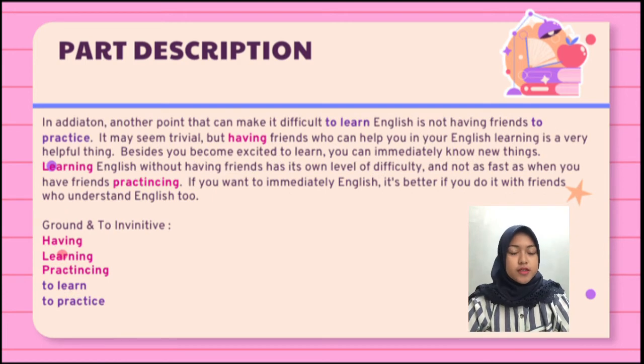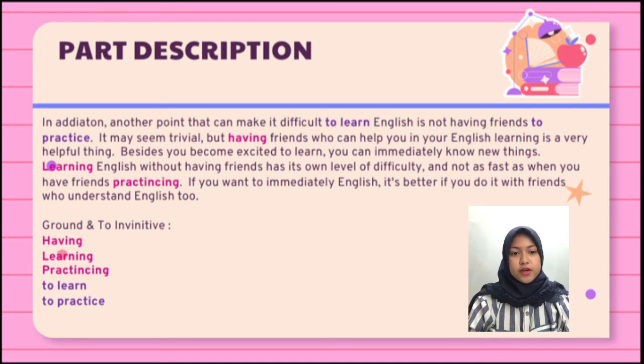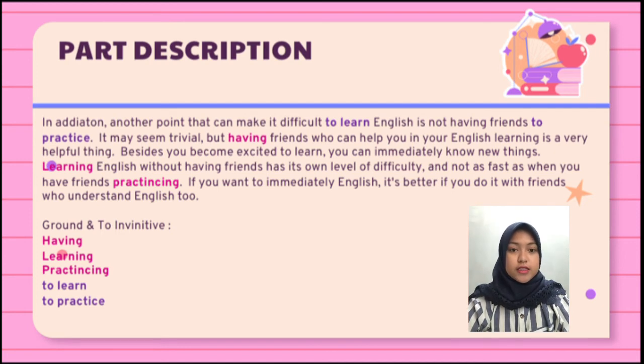In addition, another point that can make it difficult to learn English is not having friends to practice with. It may seem trivial, but having friends who can help you in your English learning is a very helpful thing. Besides becoming excited to learn, you can immediately know new things. Learning English without having friends has its own level of difficulty, and is not as fast as when you have a friend to practice with. If you want to immediately learn English, it's better to do it with friends who understand English too.